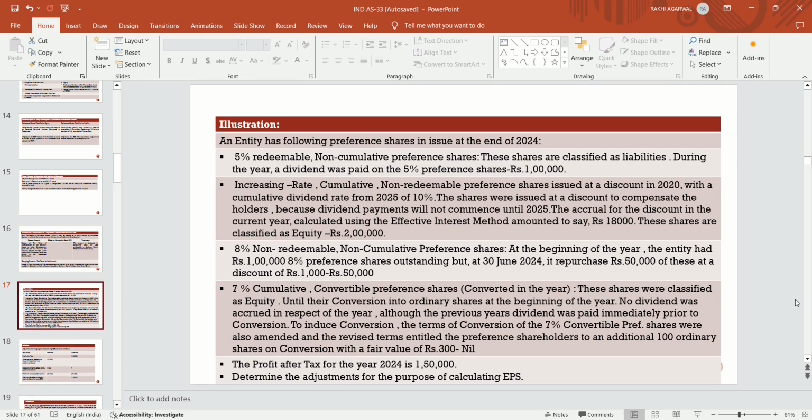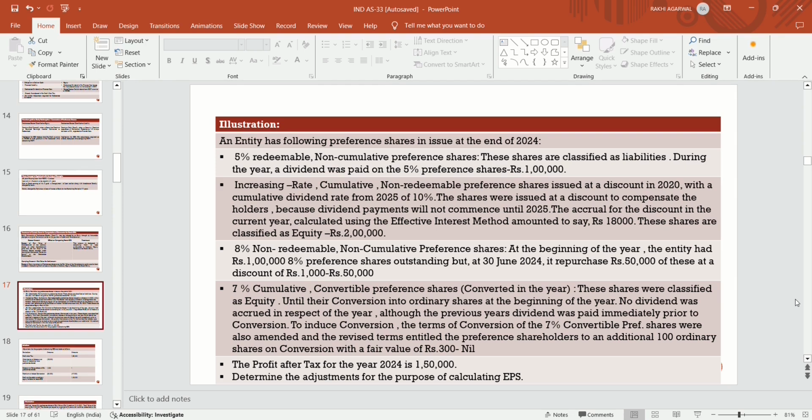Now 8% non-redeemable non-cumulative preference shares. 8% non-redeemable, which will be converted into equity. It will not redeem. And non-cumulative preference shares means dividend is declared or paid at the discretion of management. It is not a compulsory dividend payout.